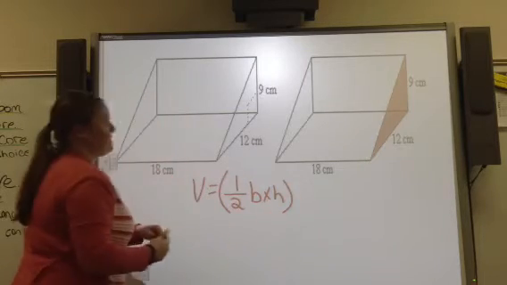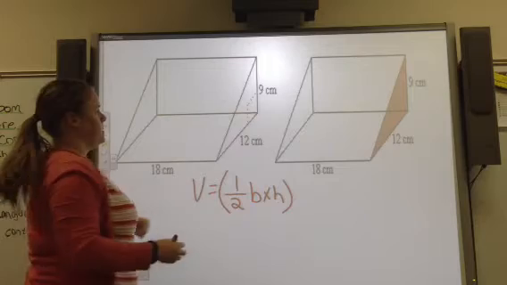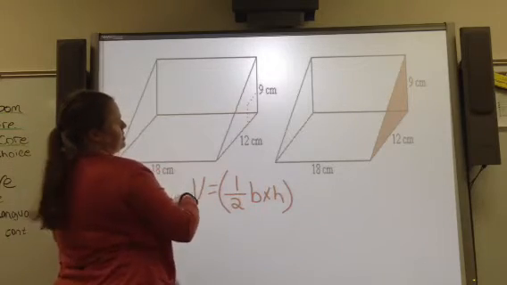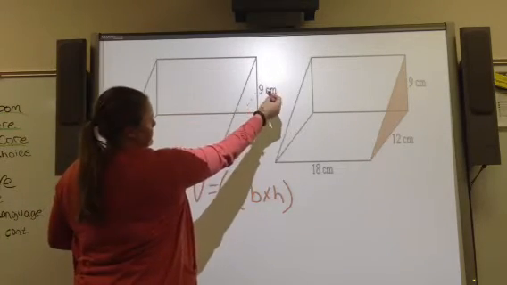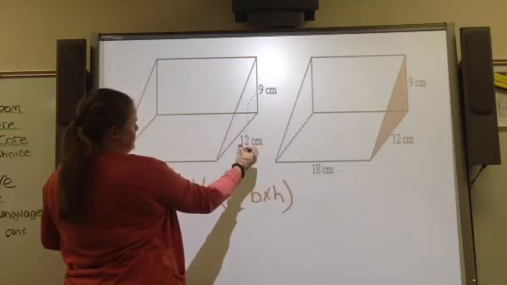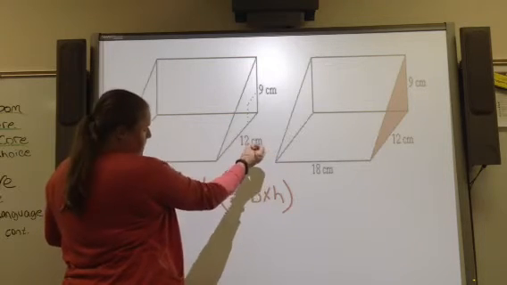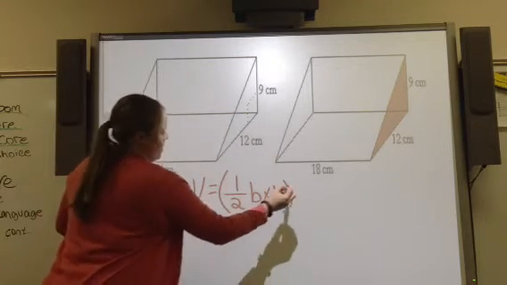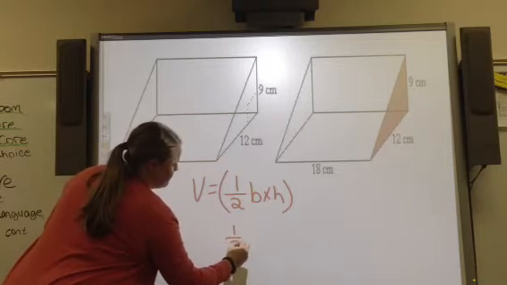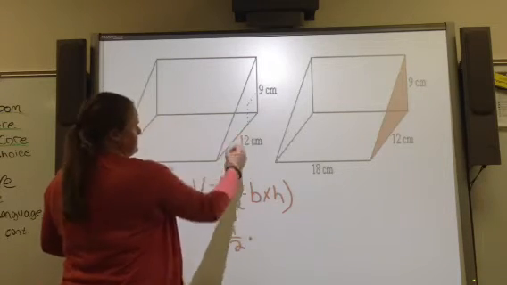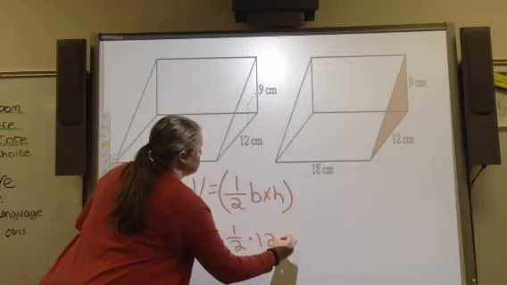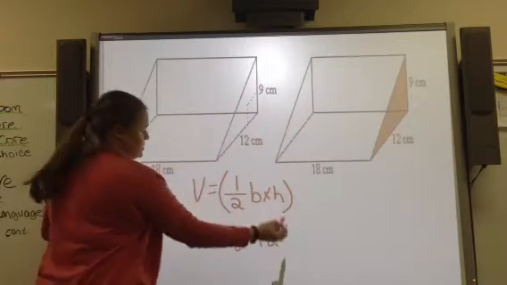So like we normally find the area of a triangle, we do 1/2 base times height. So right now, our height is 9 and our base is 12. So we would do 1/2 times the base, which is 12, times the height, which is 9.